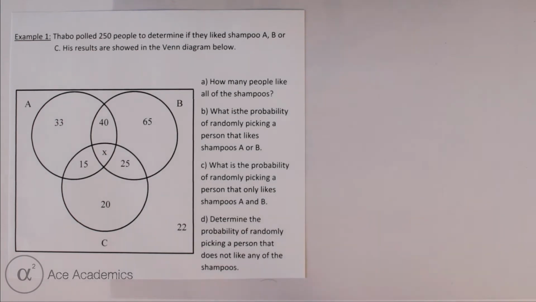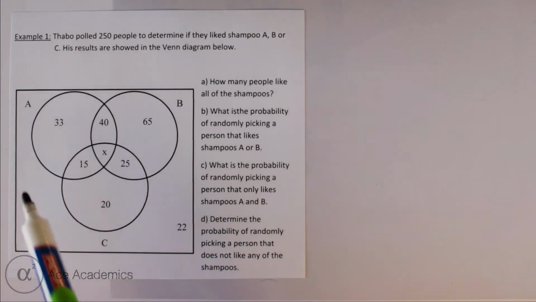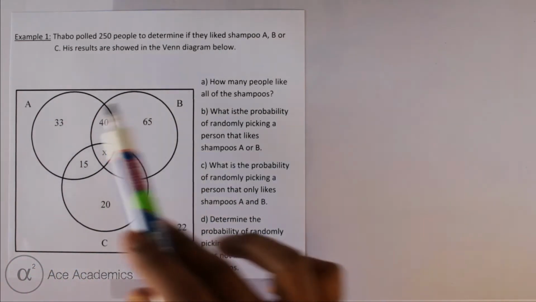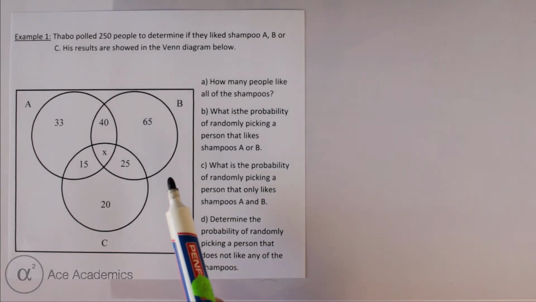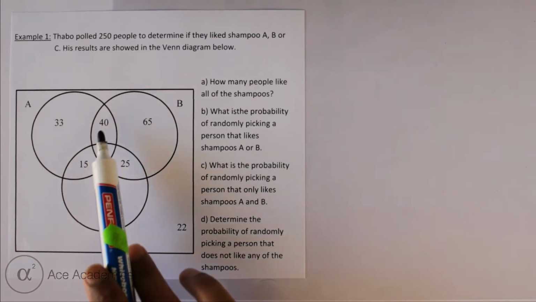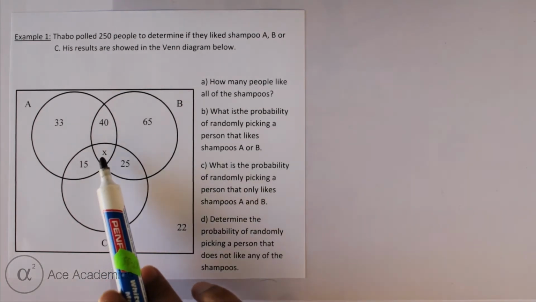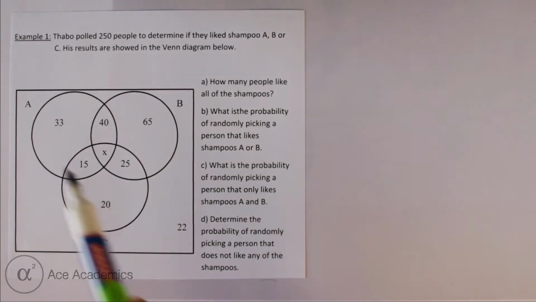So specific to this scenario, the circle labeled A represents all the people that like shampoo A. The ones in B represent the people that like shampoo B, and the numbers in circle C represent the people that like shampoo C. Now, where the circles intersect is where the people like more than one shampoo. For instance, the number 40 indicates the people that like shampoo A and B. X in this case represents people that like shampoos A, B, and C.